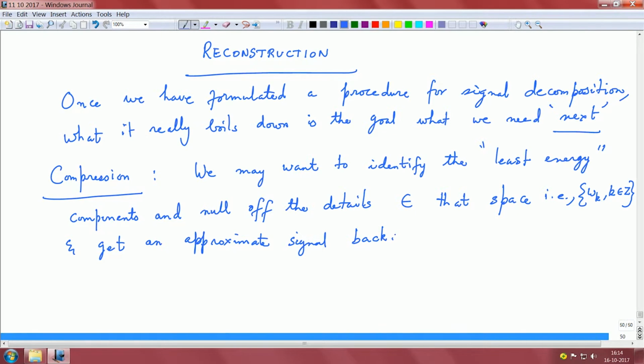signal back, right. Let us say you are in some scale, say W2, and that energy was just probably 1% of the total energy, or you are in scale W3 that was just 0.1% of the total energy. That means you figure out where the energy is the least, null them off, because when you reconstruct it you would not have lost a lot of information. You would have lost some information. The information, I mean, if it has to be completely lossless, it has to be perfect transformation, right. I mean you transform it, you retain everything and then you get it back.